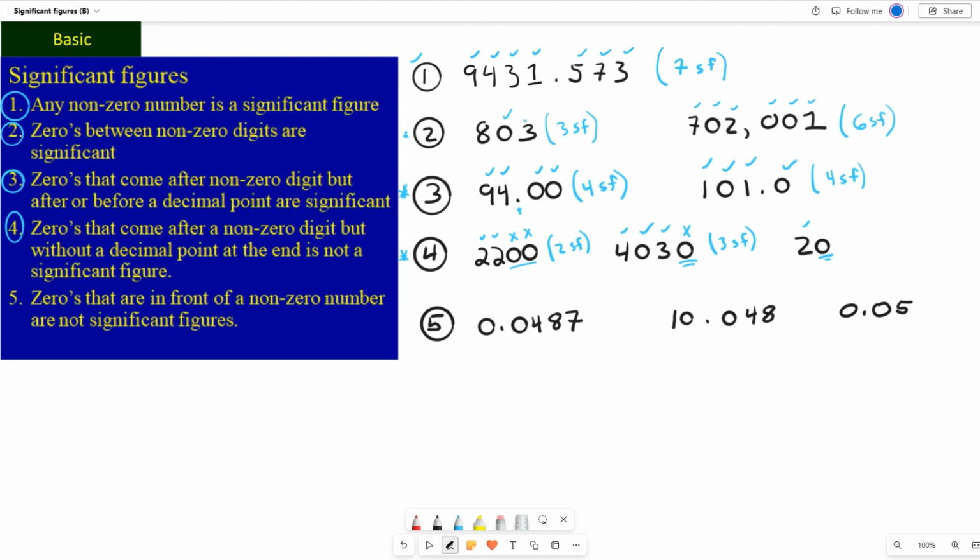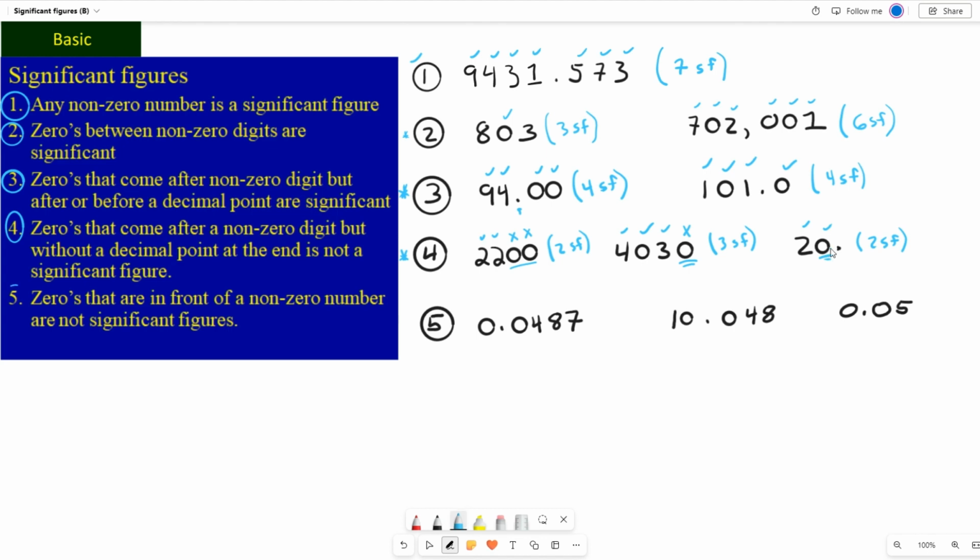Now, let's just take a look at that one in a little bit more detail. If I had changed this to 20 and put a decimal point at the end of it, now it would have 2 significant figures because it's the 0 at the end of a number, but it's after a decimal. So that would change it to 2 significant figures. So if there's a decimal, that changes whether the 0 is significant or not significant.